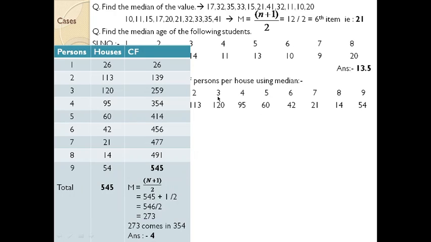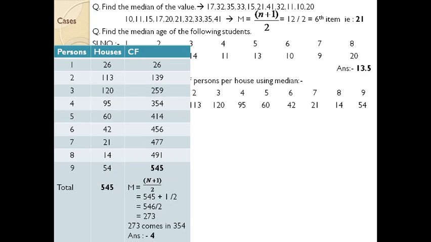Because in the question it was asked how many persons will be there in a house if you are using a median. So on average, means a 50-50 chance, a majority of the houses will have at least 4 persons. So this is how you have to deal with the preparation of median. And this is a discrete case.